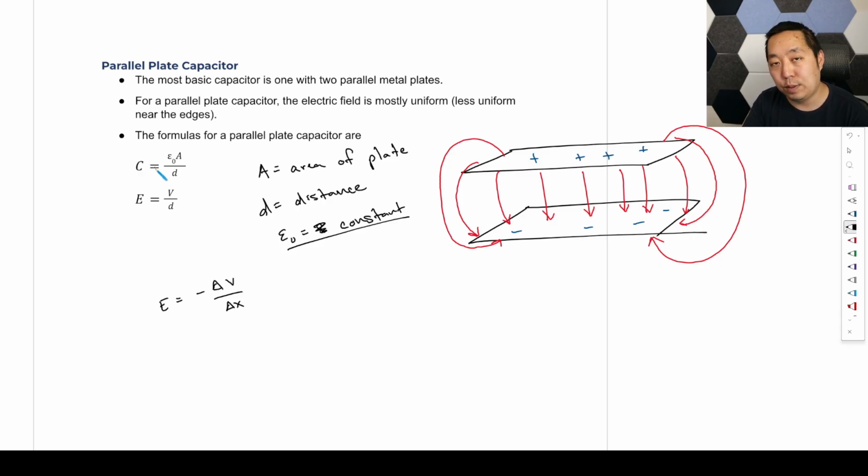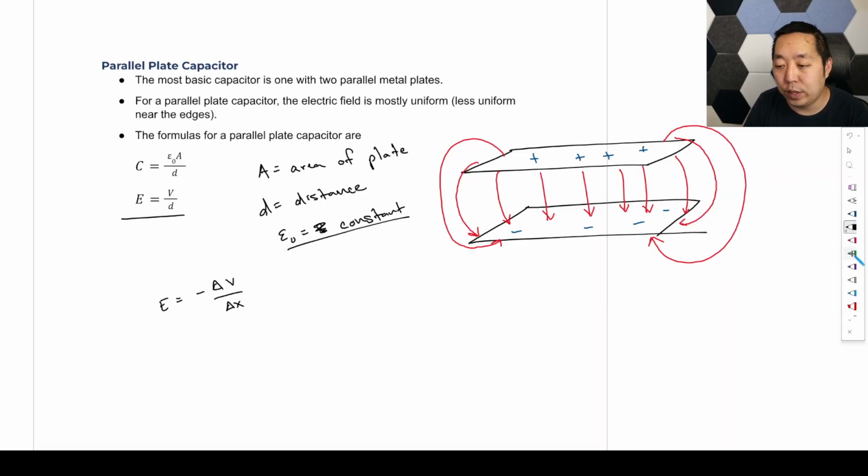And for those of you in AP Physics C, we'll derive this using Gauss's law. But for those of you in AP Physics 2, just know that it is uniform. One thing to keep in mind is the electric field is the same everywhere. No matter how close you are to the top or bottom plate, it is the same everywhere.